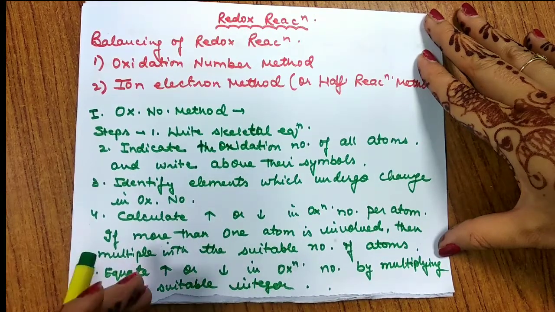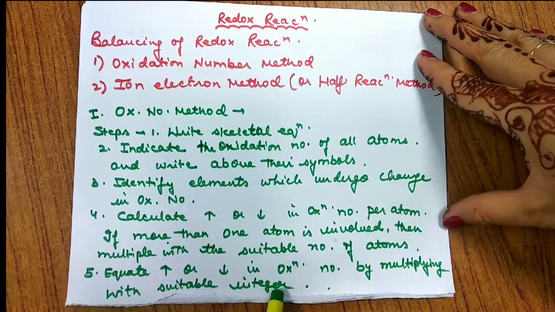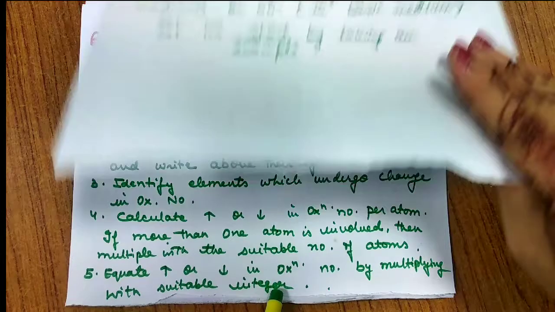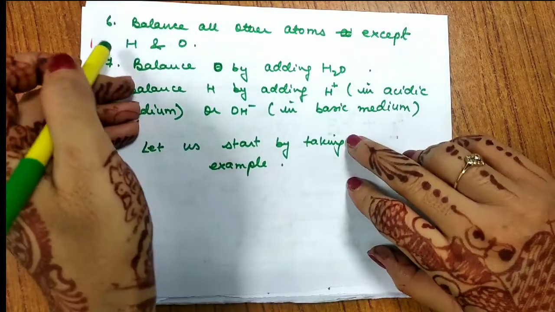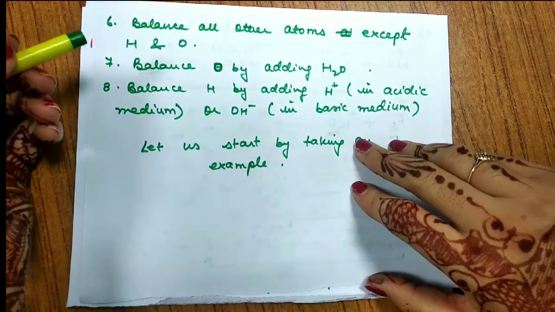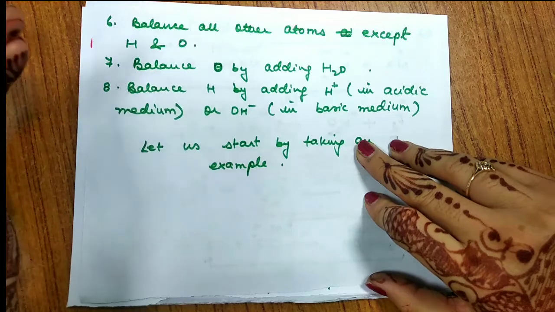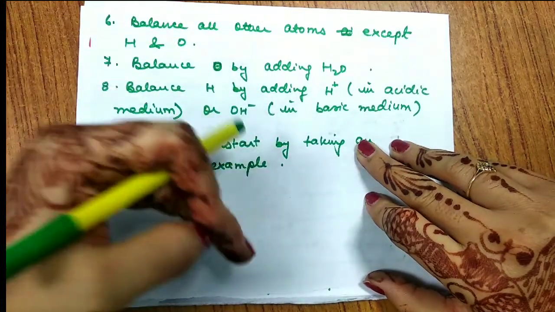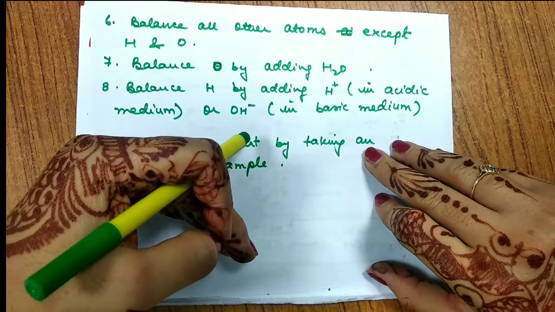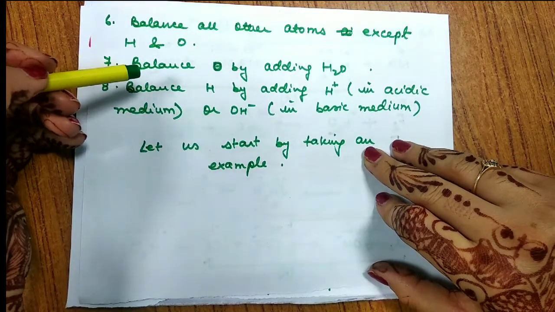Suppose in any equation the increase in oxidation number is by 2 and the decrease is by 4. We need to equate these two; they should be equal by multiplying with a suitable integer. Wherever we have 2, we'll multiply it by 2 so that it becomes 4. So 4 increase and 4 decrease in oxidation number. Suppose the increase is by 2 but the decrease is by 3. Then we'll multiply 2 with 3, which becomes 6, and 3 with 2, which again becomes 6. So we have to equate the increase and decrease in oxidation number, multiplying on both sides or on one side so that these two numbers will be equal.